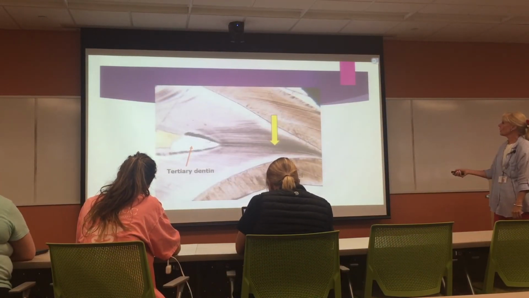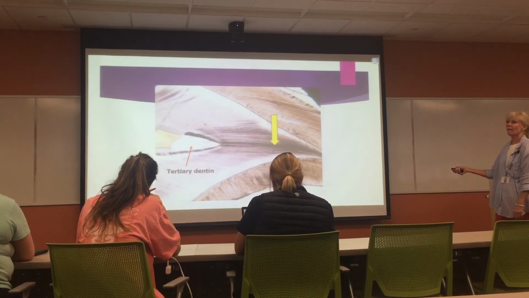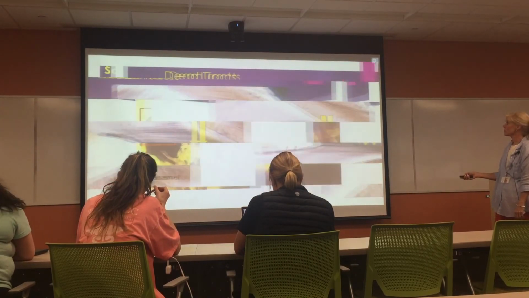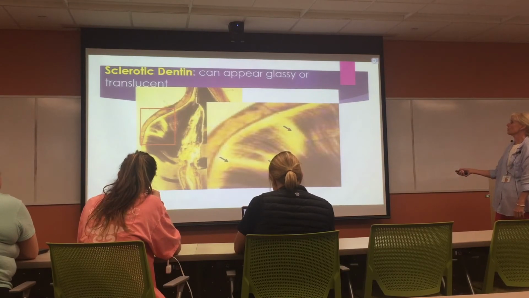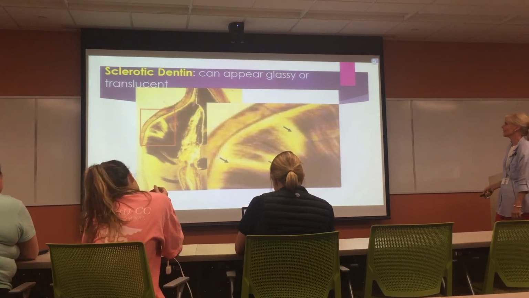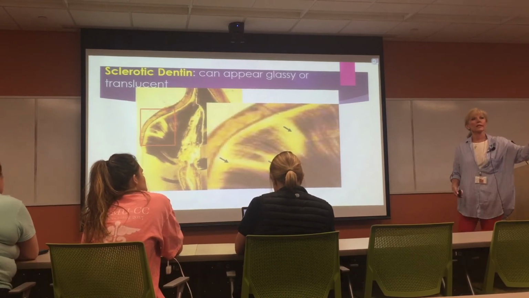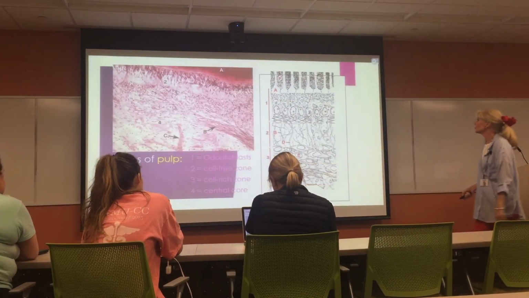Okay, what are these dark lines called? Dead tracts. Well, what is this called? Sclerotic dentin. Pretend you don't see this. And that has minerals. Dead tracts have what in them? Air. Sclerotic dentin has minerals.